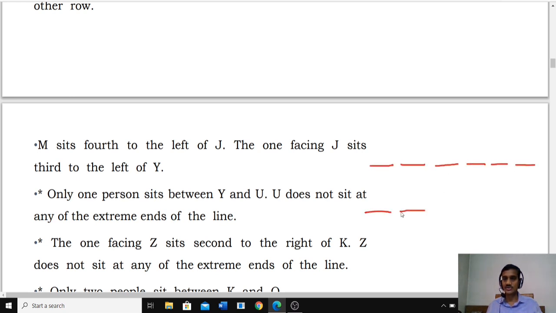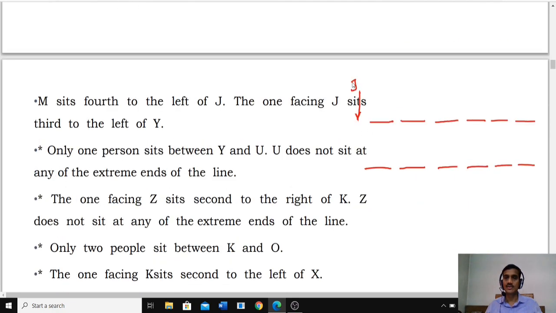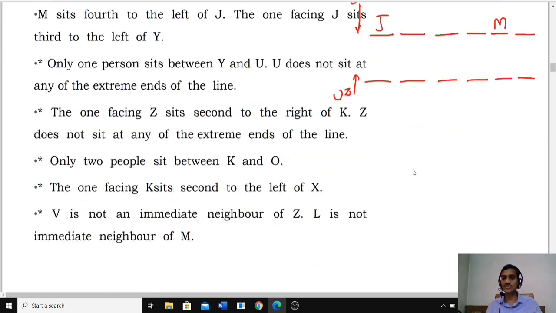It also 1, 2, 3, 4, 5 and 6. M sits 4th to the left of J. Who should be here? J to O should be here. Now in this one U to J, U to Z must be here. M sits 4th to the left of J and if J is here 1, 2, 3, 4, M will be here. That is the first case.